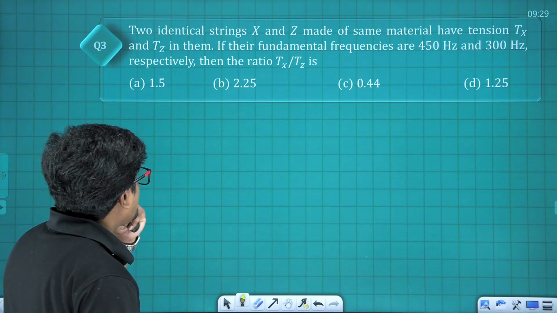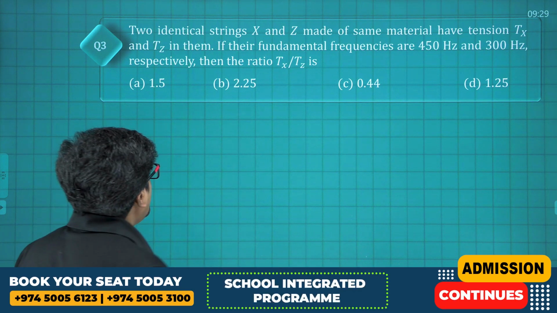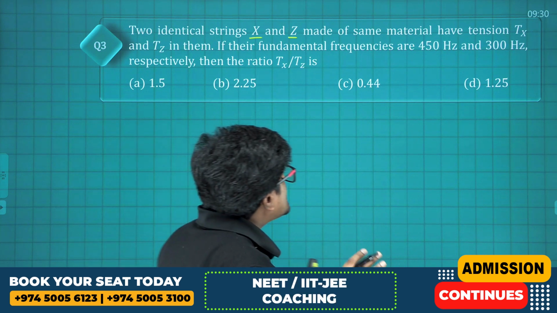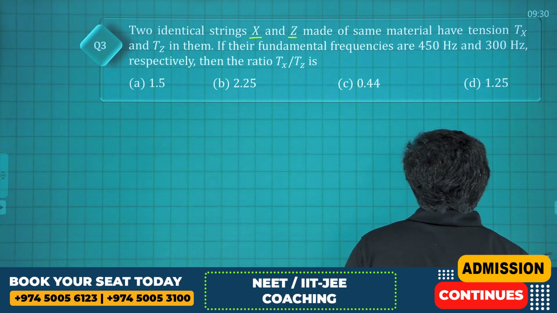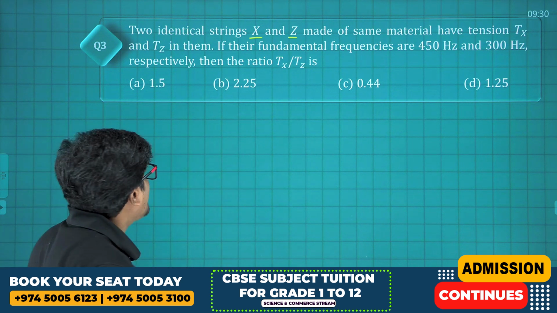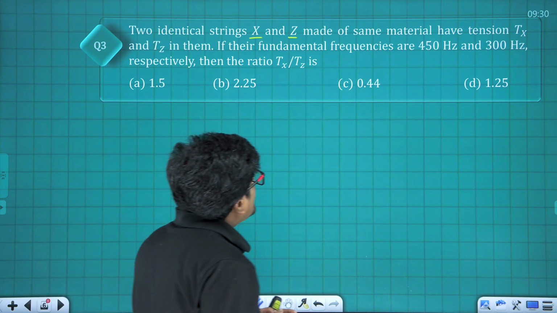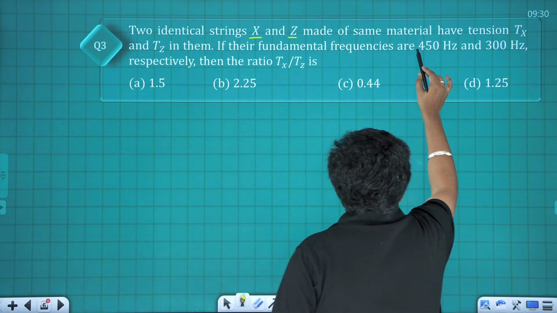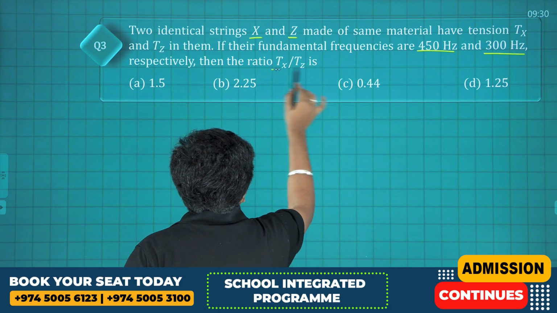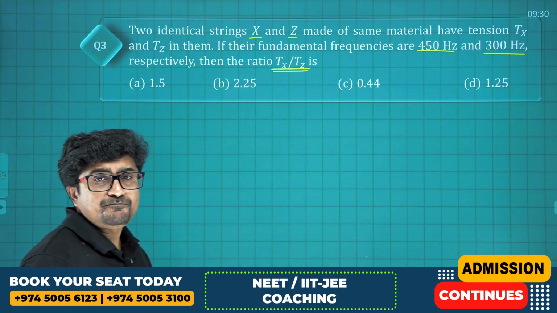That is question number 3. The question says, two identical strings X and Z made of same material have tensions Tx and Tz. So tension in X is Tx and tension in Z is Tz. If their fundamental frequencies are 450 Hz and 300 Hz respectively, then the ratio of Tx and Tz should be.